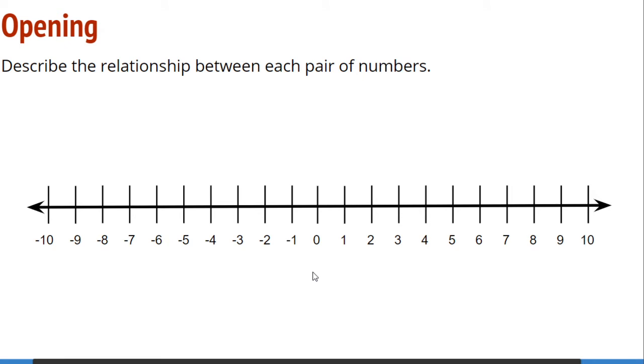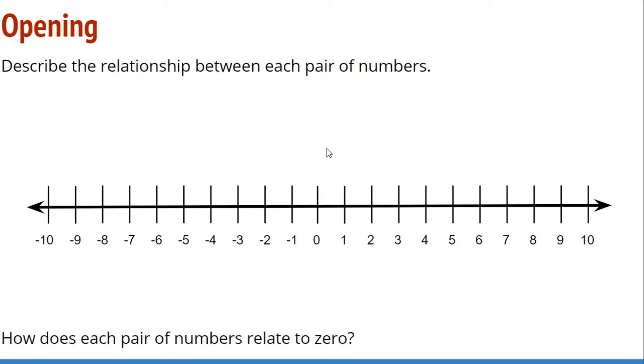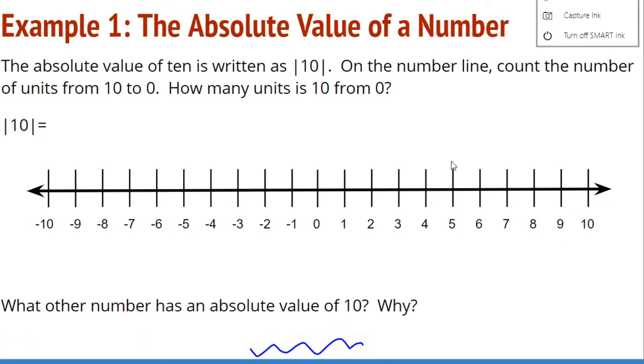So what is the relationship between each pair of numbers? I already kind of hinted this to you, but take a moment, pause, and think about this. All of these pairs of numbers are the same distance from zero, and they are on opposite sides of zero. So they are opposite numbers. But in this lesson, what we're focused on is that they are the same distance from zero. How does each pair of numbers relate to zero? They are the same distance from zero. If you haven't figured it out, that's a really important part of this lesson.